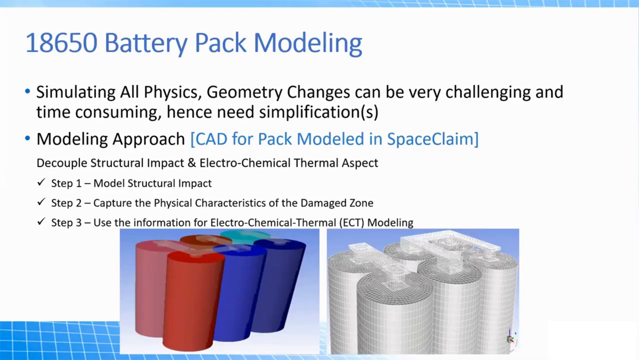So there are three main steps to model this. It is a very complicated process, so we have to break it down. In step number one, we model the structural impact. In step number two, we capture the physical characteristics of that damaged zone. And then in step number three, we use that information for the electrochemical-thermal modeling.